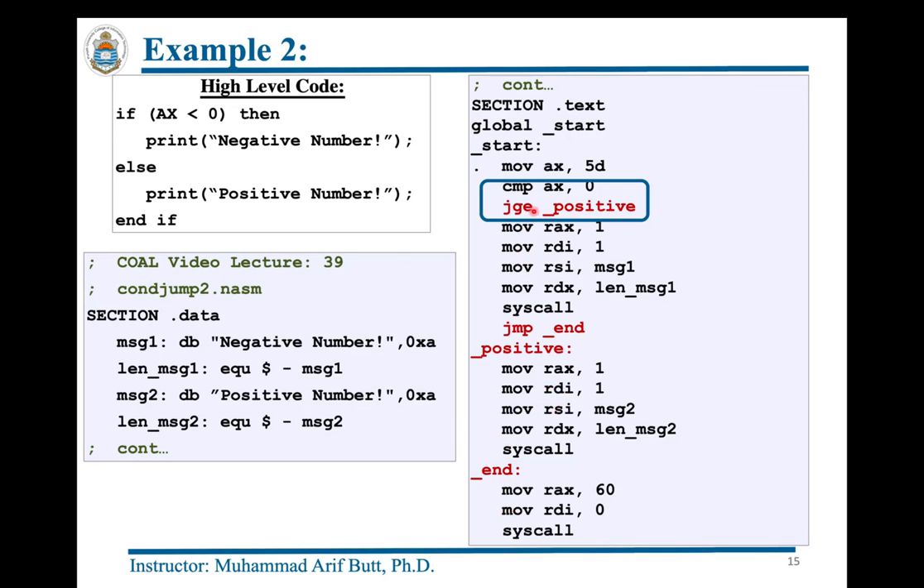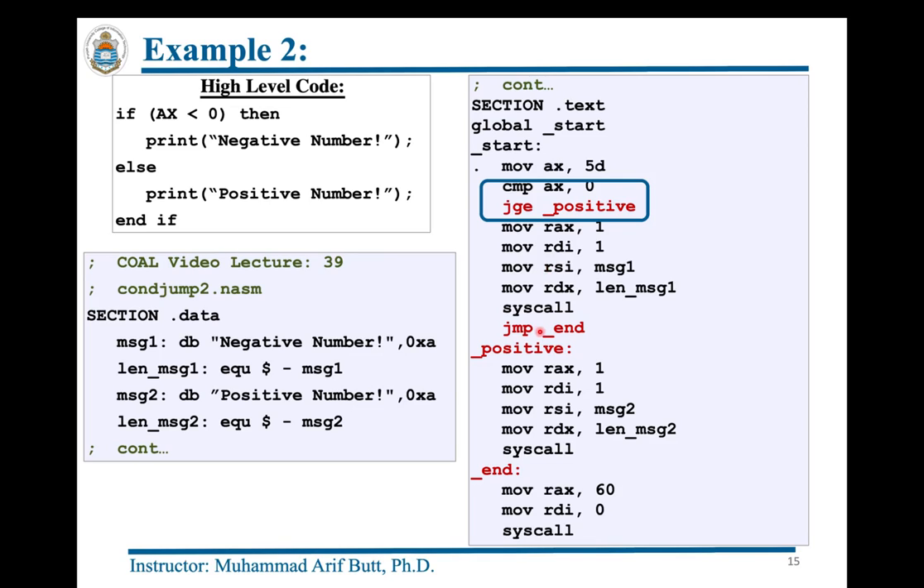Display the message 2, that is positive number, and terminate the program. Well, if the contents of AX is negative, then this conditional jump, that is jump if AX is greater than or equal to 0, will evaluate to false. So no jump will take place, rather the control will follow the next instruction in sequence, and it will display this message, message 1, that is negative number.